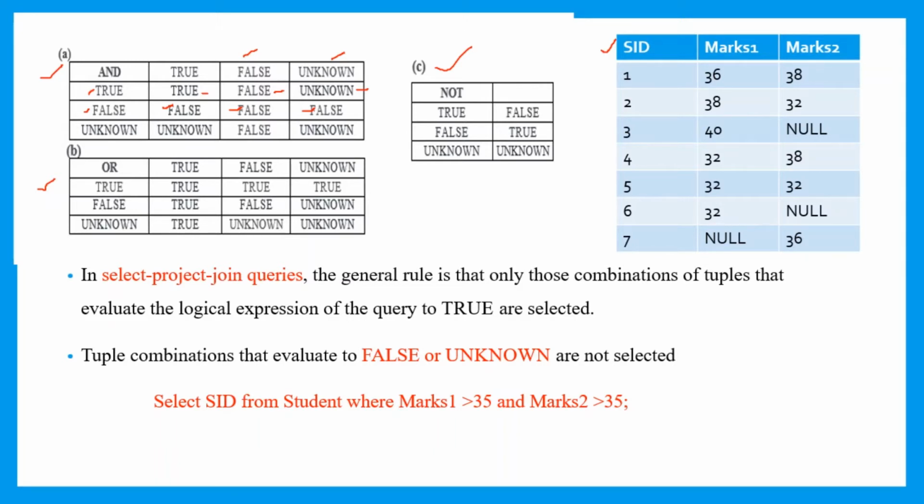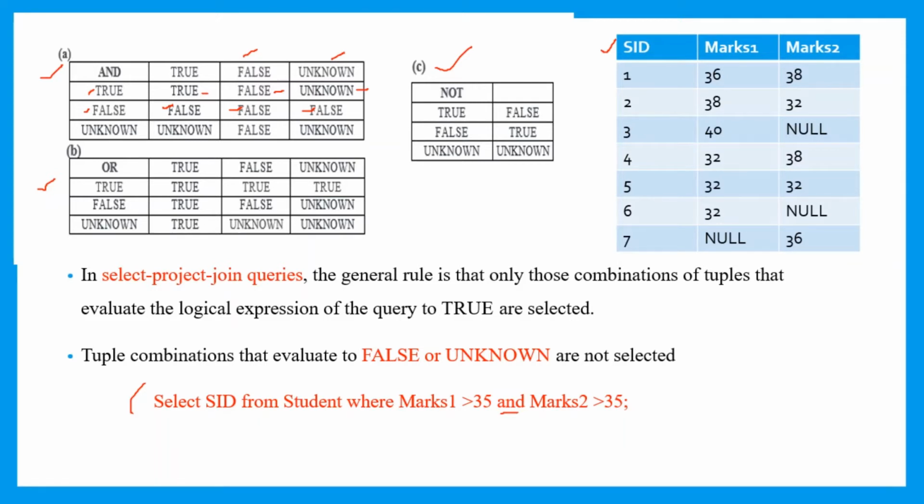Let us take one example, the student table, and this is a query. Here we are applying an AND operation to perform three-valued logic. Now this query wants to retrieve the student ID from the student table where marks 1 should be greater than 35 and marks 2 should be greater than 35.